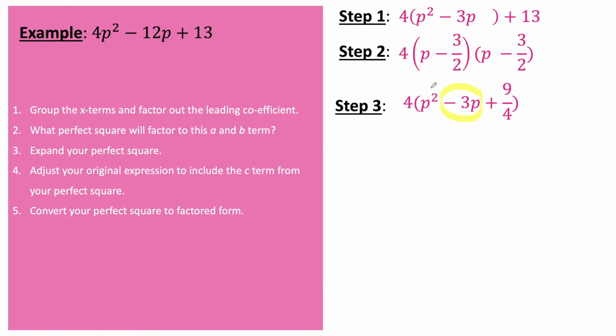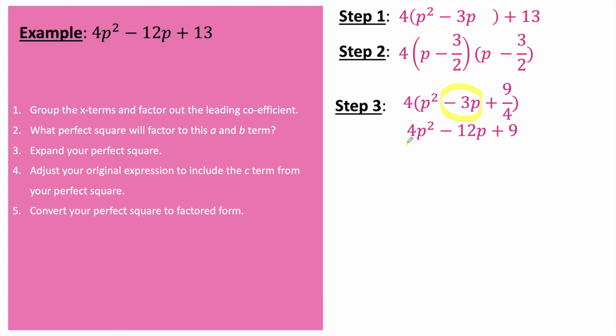When I add those like terms together, I would end up with 6 over 2, which is simply 3, or in this case, negative 3. And my c term in my perfect square is 9 over 4 because I multiplied 3 over 2 times 3 over 2 for positive 9 over 4. So at this point, I simply need to redistribute my 4, which gives me 4p squared minus 12p plus 9.